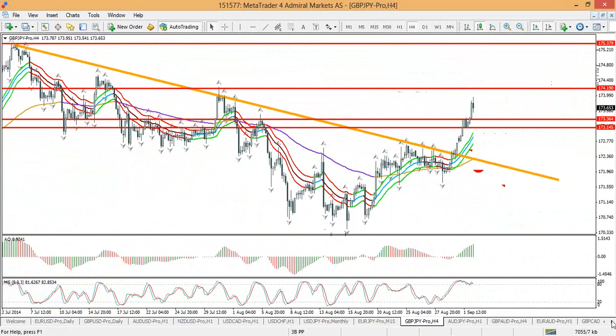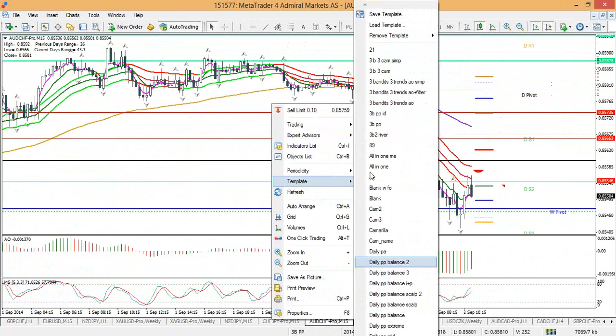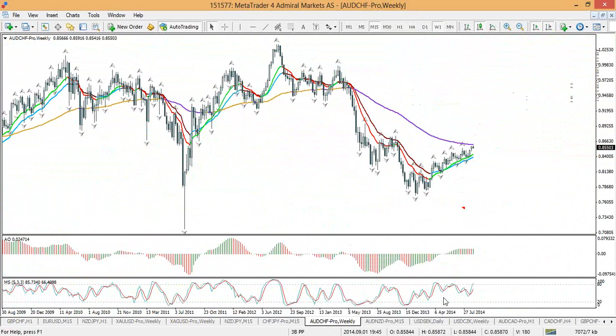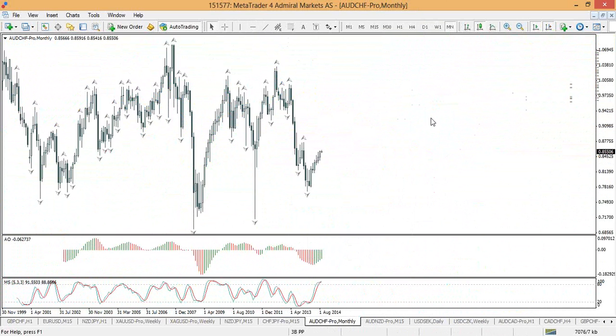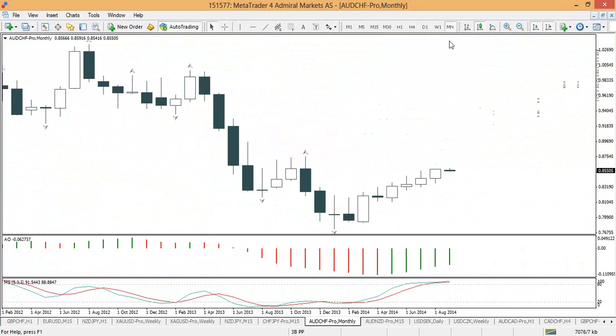Next one on the list is Odd Swissy. A request from one of our traders here. Let's take a look. Odd Swissy. Let's see, monthly chart. Successive bullish candles to the upside.